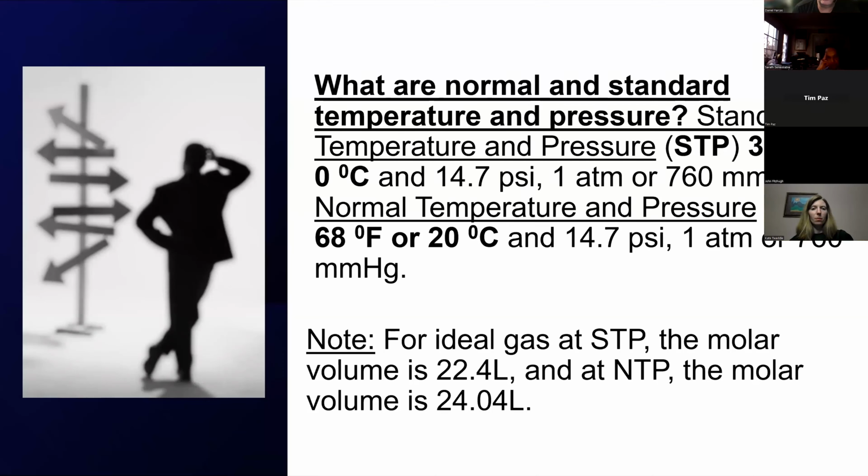And there is also ideal gas. For the ideal gas at standard temperature and pressure, the molar volume is 22.4 liters. That's why you have to watch that in the equation, because a lot of people know how to solve the equation correctly, but they put the wrong information or the wrong values in the formula. And at normal temperature and pressure, the molar volume is actually 24.04 liters. This note is actually the most important in this slide.